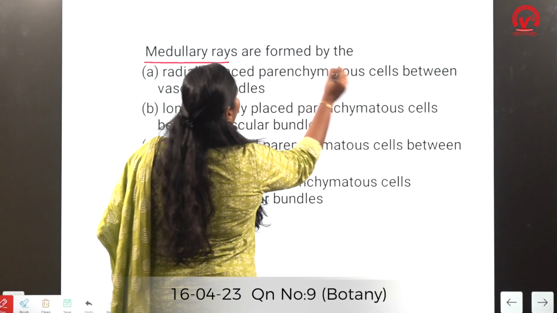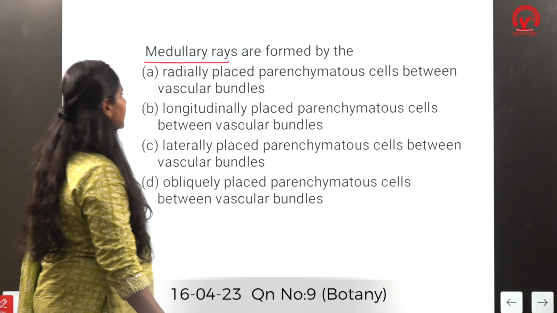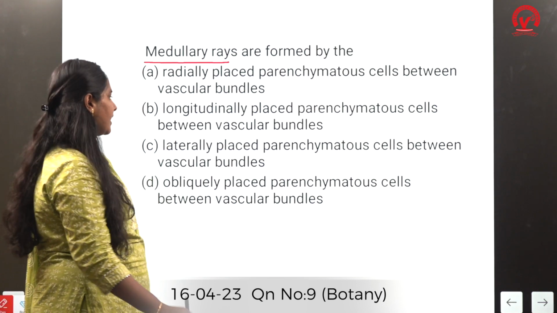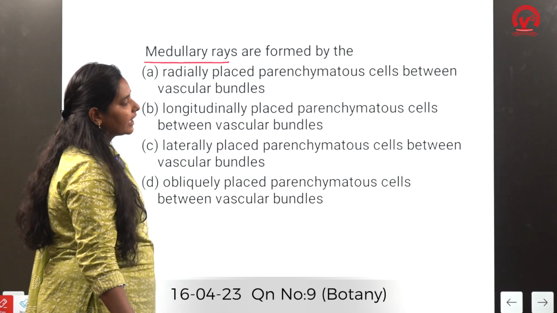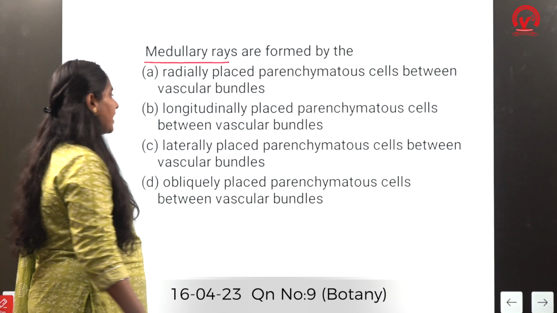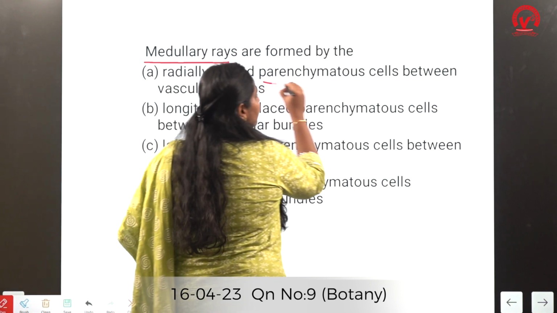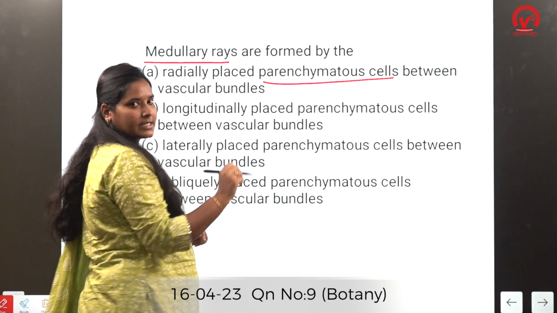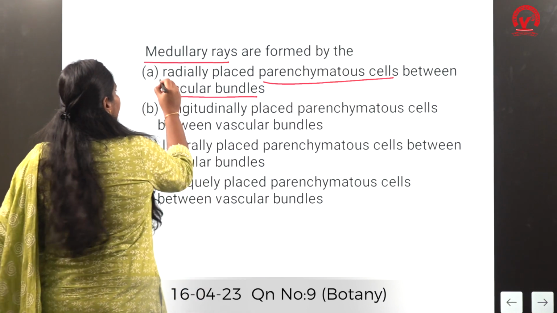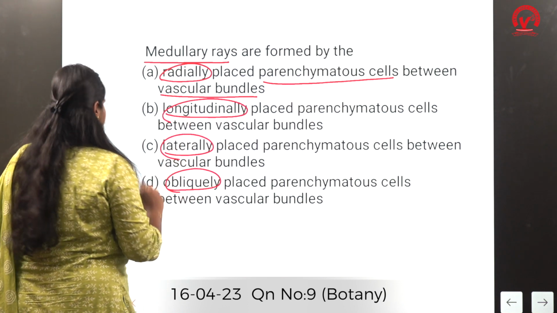Medullary rays are formed by: the options are radially placed parenchymatous cells between the vascular bundles, longitudinally placed parenchymatous cells between the vascular bundles, laterally placed parenchymatous cells between the vascular bundles, obliquely placed parenchymatous cells between the vascular bundles. From this option, we came to know medullary rays are usually made up of parenchymatous cells and are present between the vascular bundles. Now the question is how it is arranged, either radially or longitudinally or laterally or obliquely.